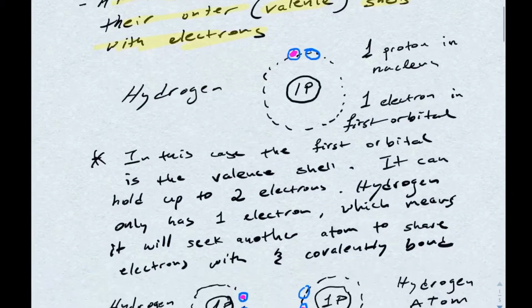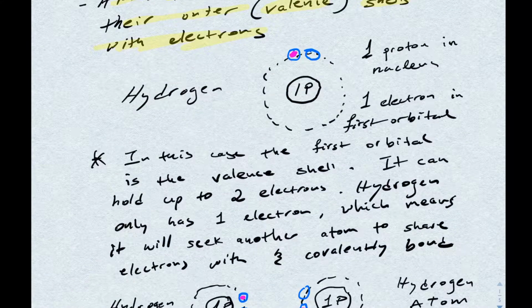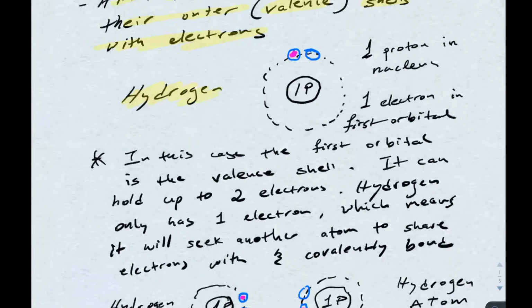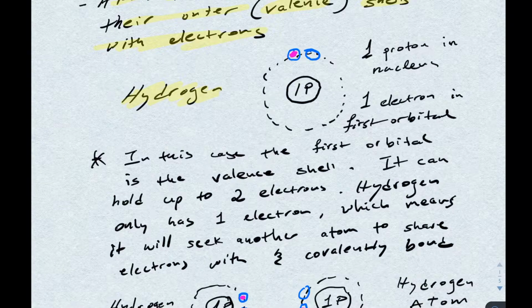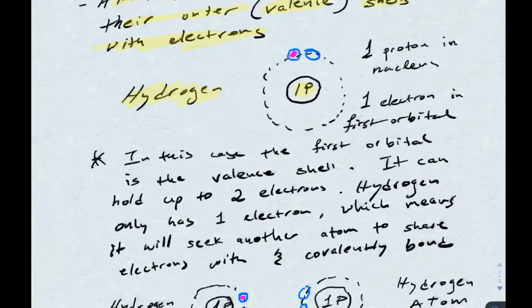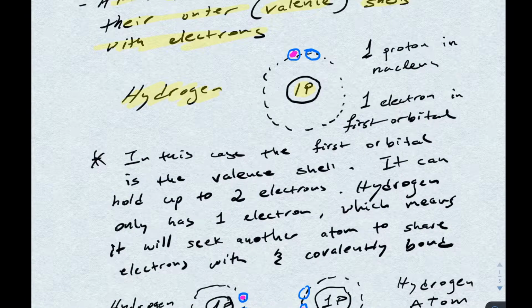Let's just take an example here of the simplest atom, which is the hydrogen atom, number 1 on the periodic table. It is number 1 on the periodic table because it has 1 proton in its nucleus. So remember that it is the number of protons that determines your atomic number and where you are on the periodic table.